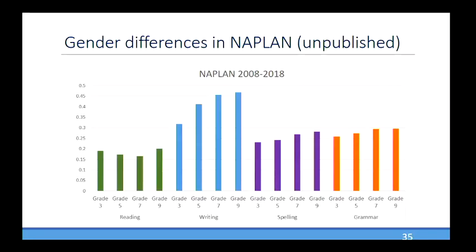Now, here's a look at the gender differences in NAPLAN data. This is unpublished, but it's data from, I think, 2008, the first year, to 2018. So it's a decade's worth of data, averaged across years. If we have a look here, that line there is an effect size of 0.2, so a small effect. By the end stage, there's not much of a gap in reading, but there's still a small gender difference. So girls do better than boys.